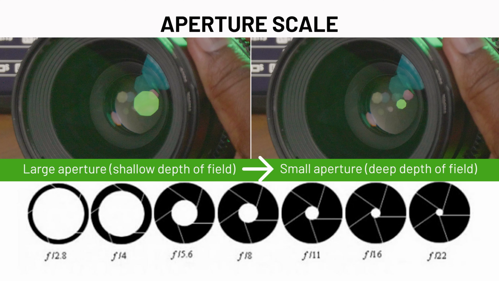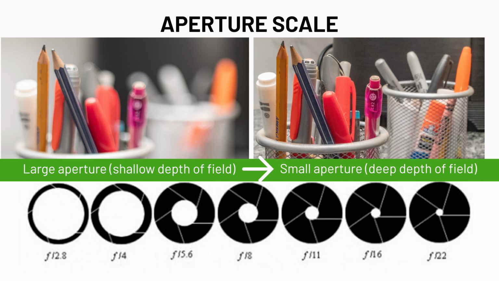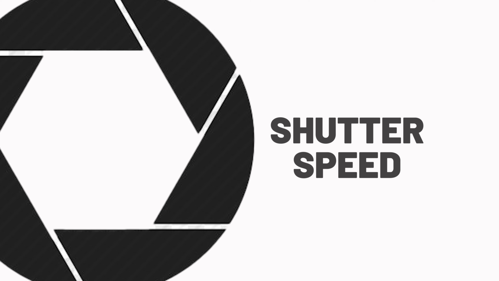The f-stop also affects your depth of field, and your depth of field refers to how much of your image will be in focus when you look from the front of the image where it's in sharp focus going into the background. Next, let's look at shutter speed.